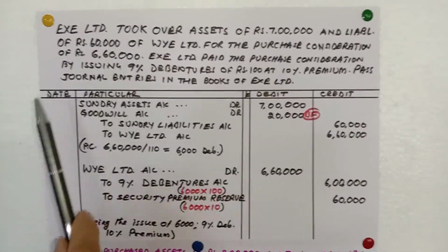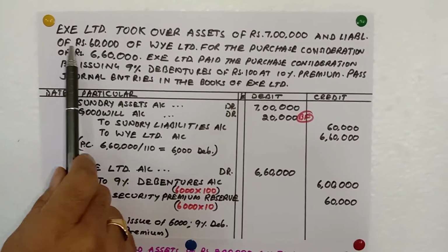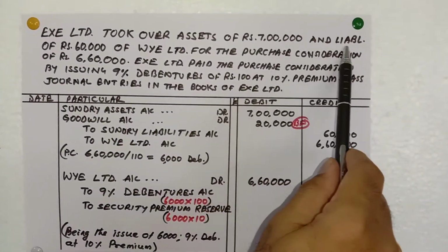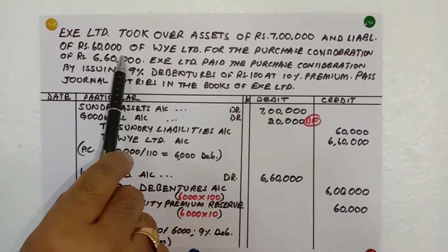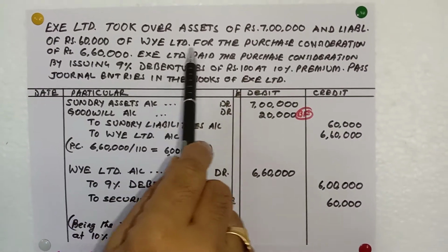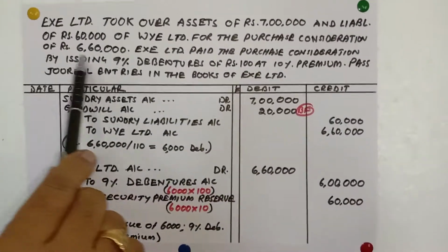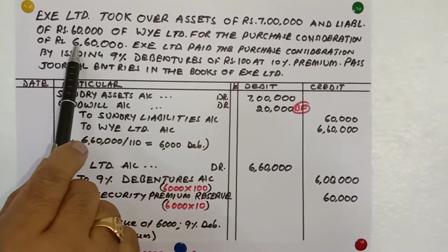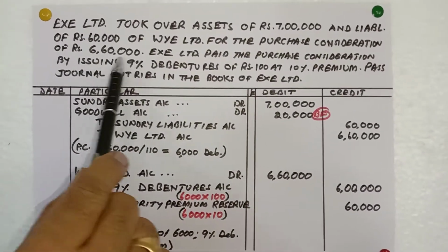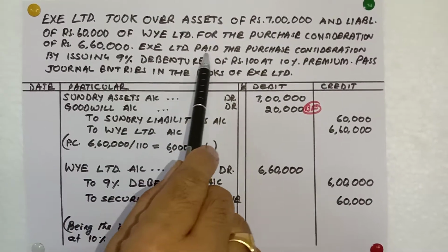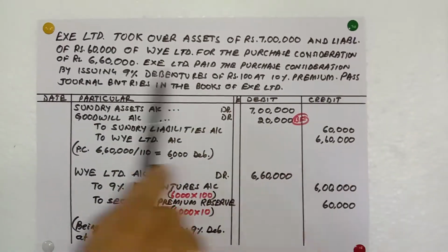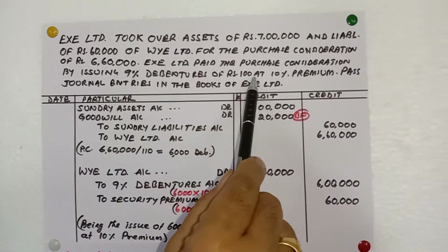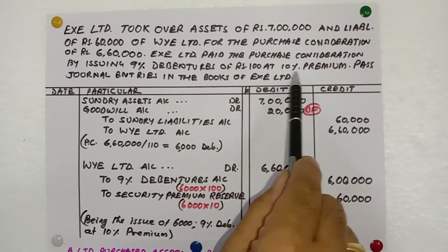I have another question for consideration other than cash. Excel Limited took over assets of 7 lakh rupees and liabilities of 60,000 rupees of Y Limited. For the purchase consideration, you must remember purchase consideration from the shares. Same way, purchase consideration here is 6,60,000. Excel Limited paid the purchase consideration by issuing 9% debentures of rupees 100 each at a premium of 10%.